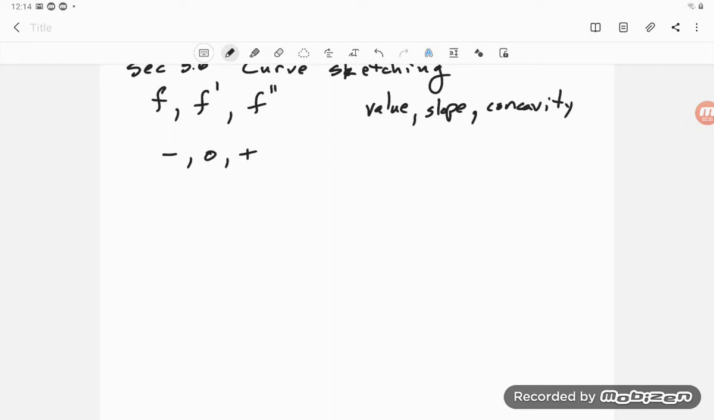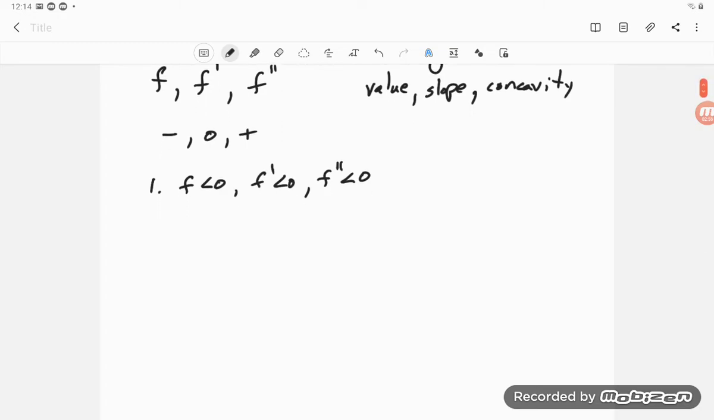So, 1, we'll do f less than 0, f prime less than 0, and f double prime less than 0. Okay, we have that. We can have, well, actually, let's just do 6 of them. Let's not worry about the equals 0. We won't worry about that one because that's just at a point, whereas the others we can do on an interval. Okay, so that's 1. So we'll do the 6 with the strict inequalities.